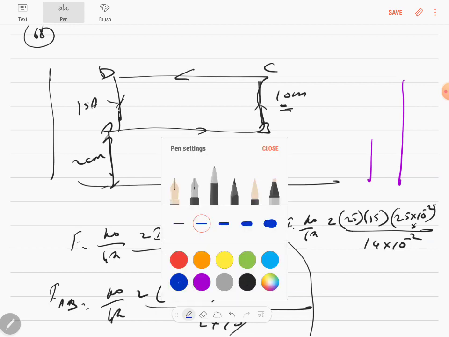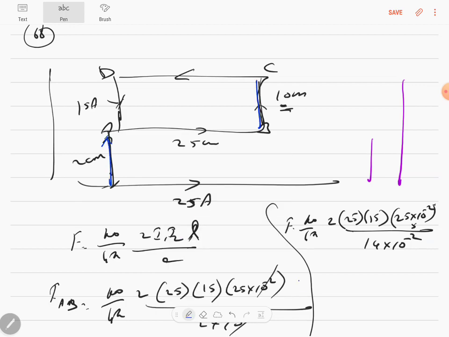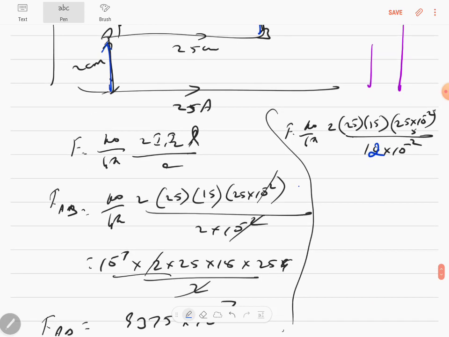What's the issue? This is 2 centimeter. This is 10 centimeters. So I should write 12. 12 into 10 to the power minus 2 is A. Correct? So then calculate this value.